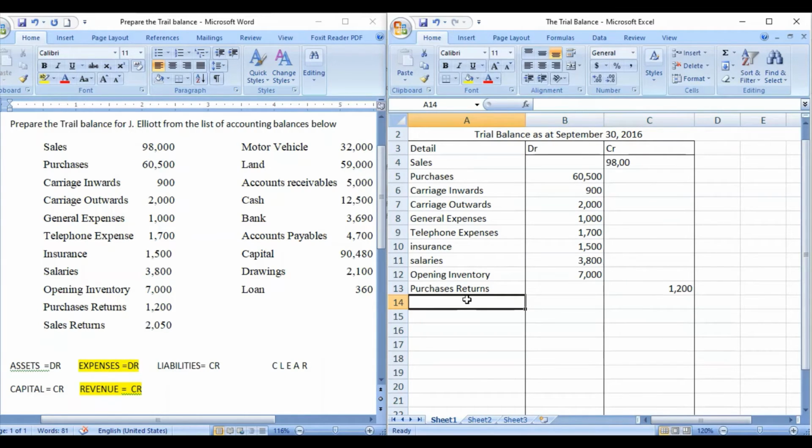Then you have sales returns. So sales return is where the customer returns the goods to the business. Sales returns, therefore it carries a debit balance.